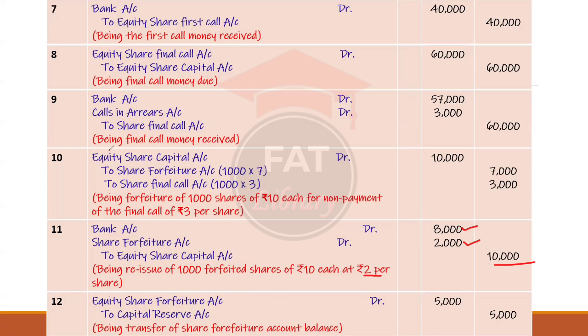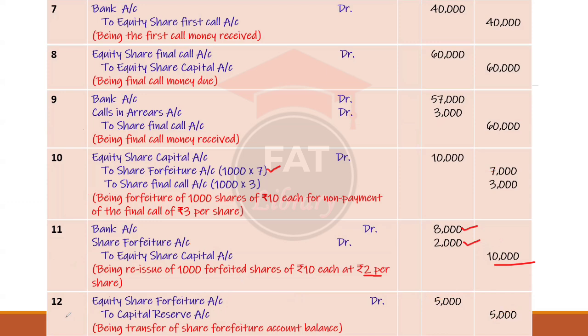So now, see here, in the forfeiture account, how much was the amount? 7,000 was the amount, correct? Now from the forfeiture account, how much have we taken? 2,000 rupees we have taken. So what is the balance we have in the forfeiture account now? 5,000 rupees is the balance. This 5,000 rupees we are transferring to the capital reserve account. So these three entries will be extra: this is for forfeiture, this is for reissue, and this is for transferring the balance amount to the capital reserve account. So this is how we have to consider.